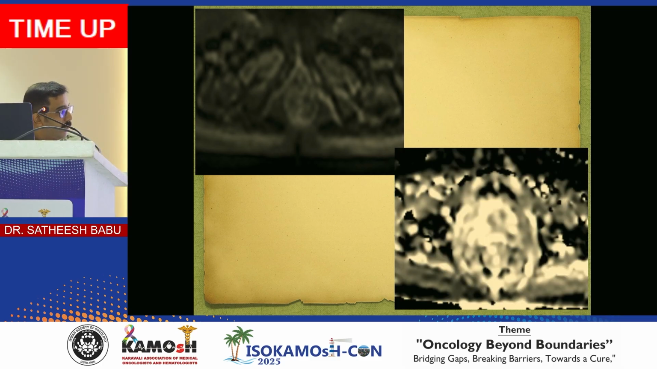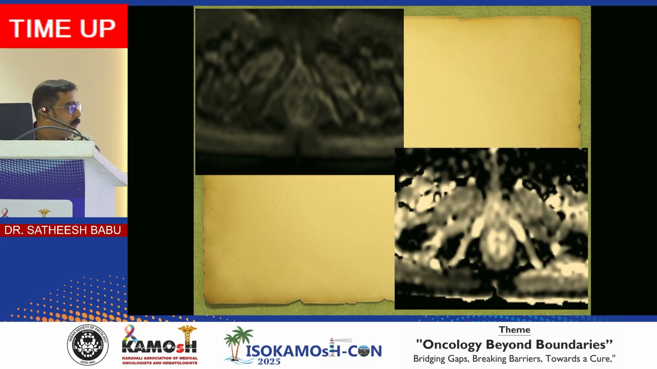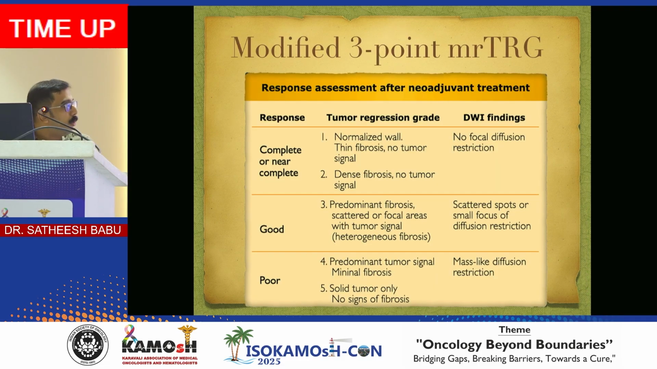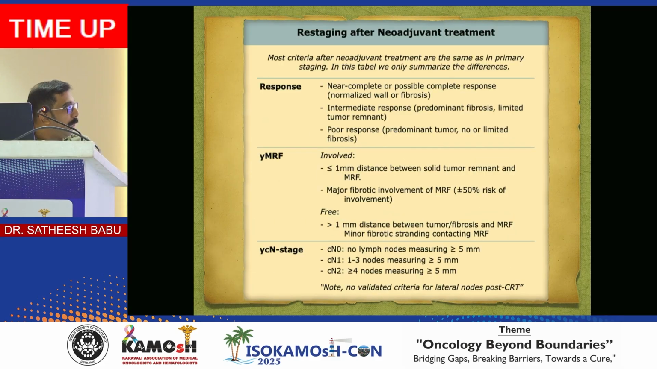So there is a diffusion restriction. So it is a little difficult for a non-clinician, non-radiologist. So based on the MRI, there is some diffusion. We can use modified 3-point MR tumor regression grading, which is not standardized, but still we as radiologists use this, and it is very useful. Based on that, we stage the response as near complete, intermediate or poor response.